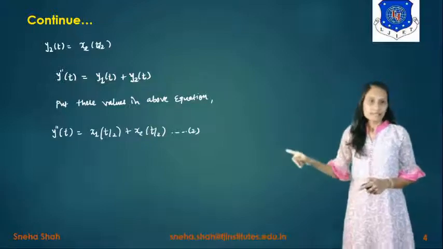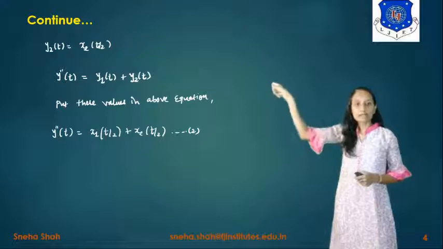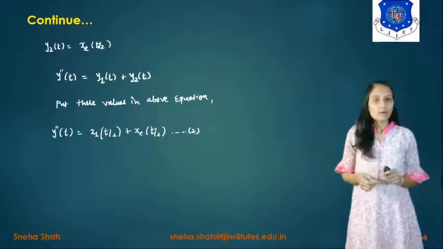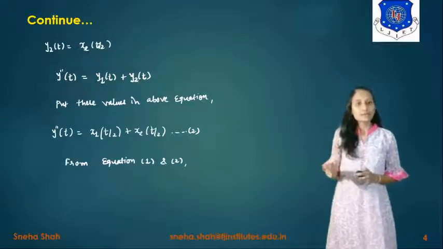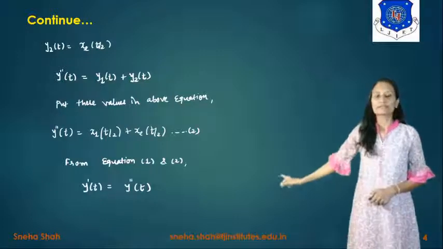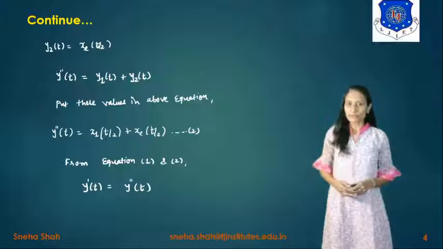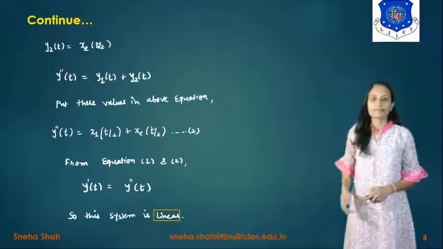So this is equation number 2, which we derived by taking the output as a combination of two outputs. Now if you compare equation number 1 and equation number 2, you can say that these two equations are the same. It means y dash of t equals y double dash of t. It means it follows the superposition principle, so we can say that this system is a linear system.